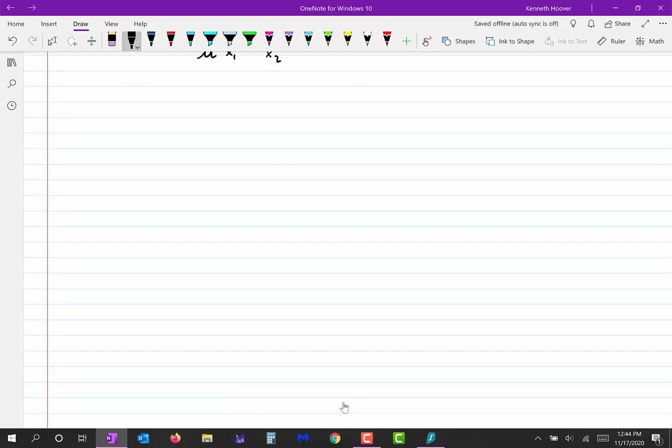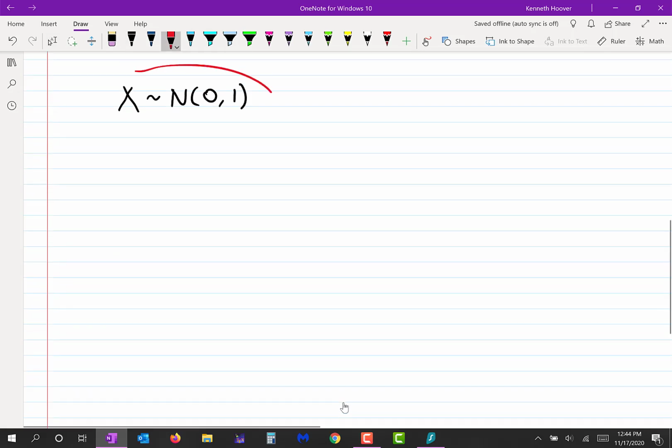Okay, what if you're given this information? So what does that mean right there? Look at what I wrote. What does that mean? It means that x is normally distributed, and it means the mean is 0 and the standard deviation is 1. Okay?